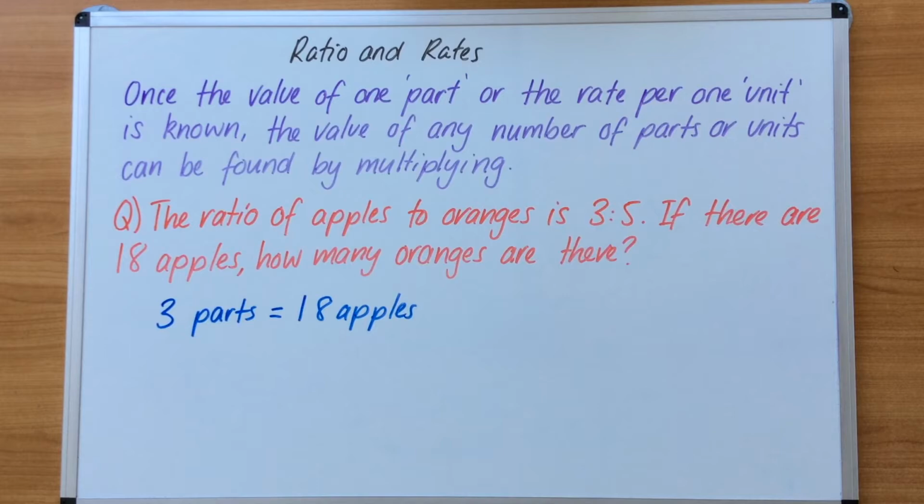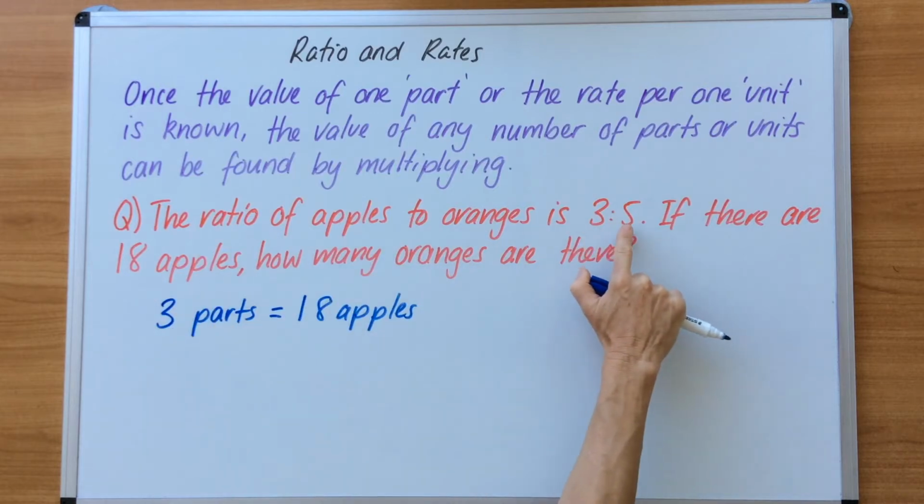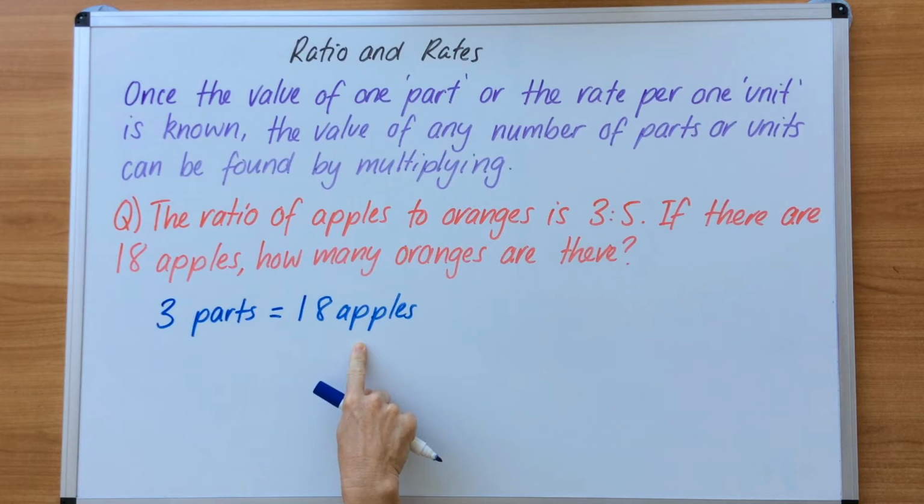It says the ratio of apples to oranges is 3:5. So that's apples, because that's mentioned first, and oranges is second. If there are 18 apples, how many oranges are there? So we know how many apples there are. There's 18 apples, and that's the 3 parts of that. We've got to figure out what this is here. So 3 parts equals 18 apples.